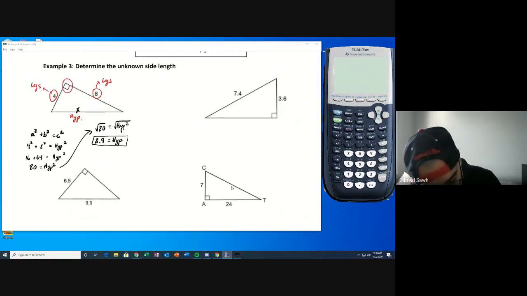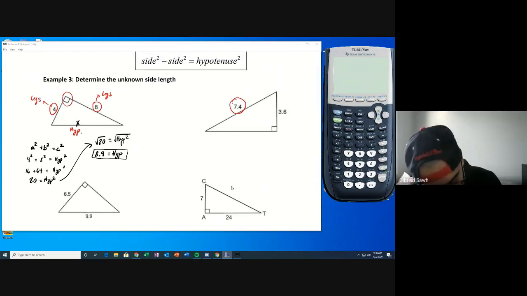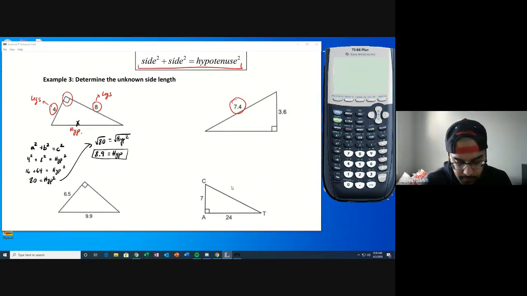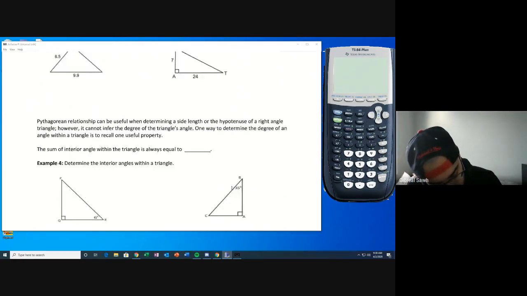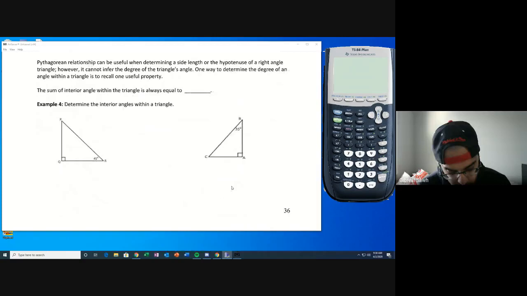Sometimes just be careful. You might be given the hypotenuse, so just make sure you're using this relationship correctly. You may have to manipulate it as well. Okay, that relationship is going to be super helpful for us to determine a side length. The one thing it won't do for us in trigonometry is find an angle, so keep that in mind.